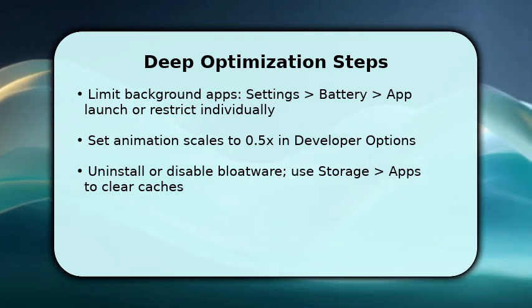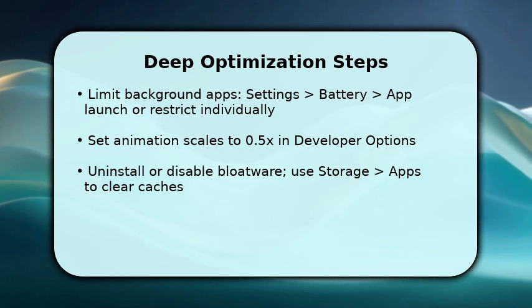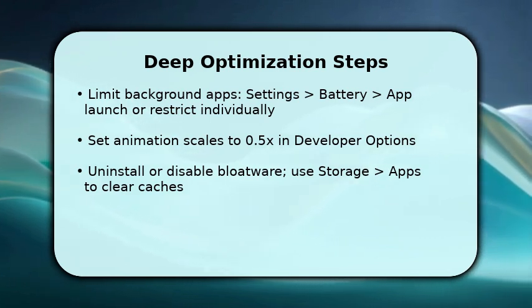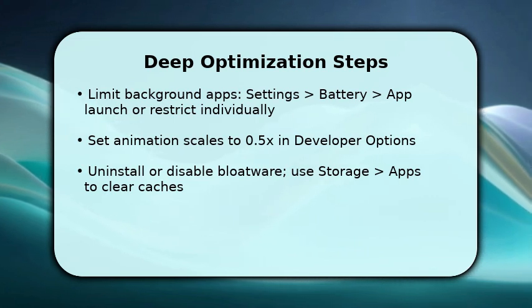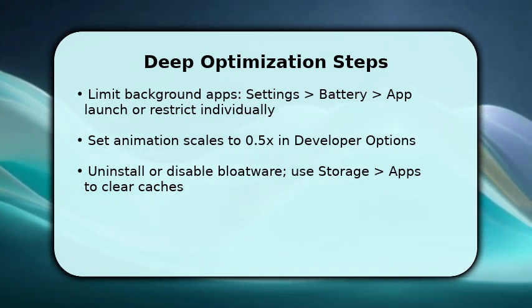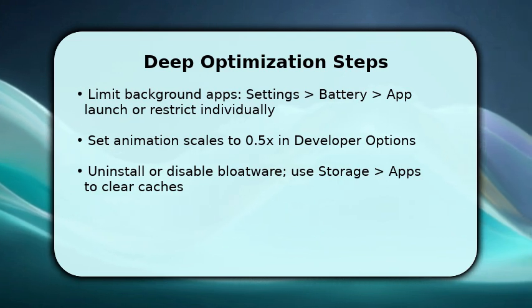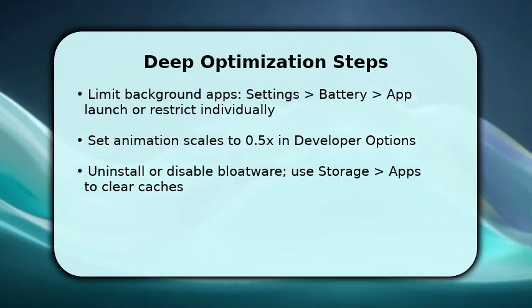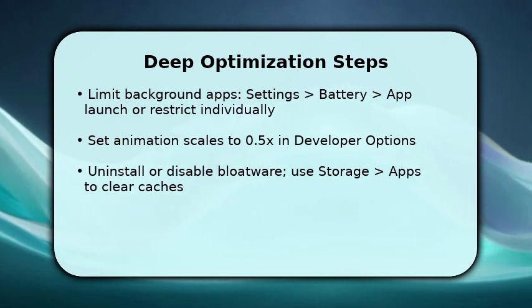Then enable developer options and lower window, transition, and animator scale to 0.5 to speed UI rendering. It feels snappier because frames render faster. Also remove or disable vendor apps you don't use and clear app caches. Cached corruption can cause stutters.